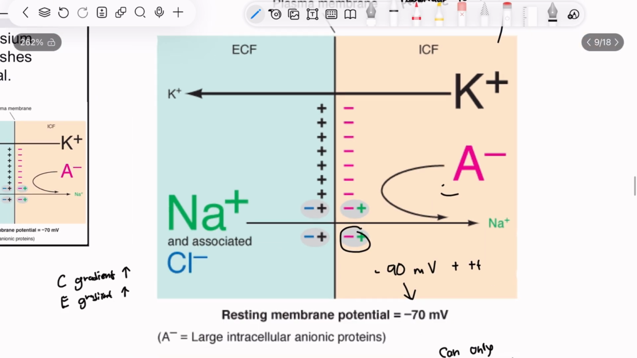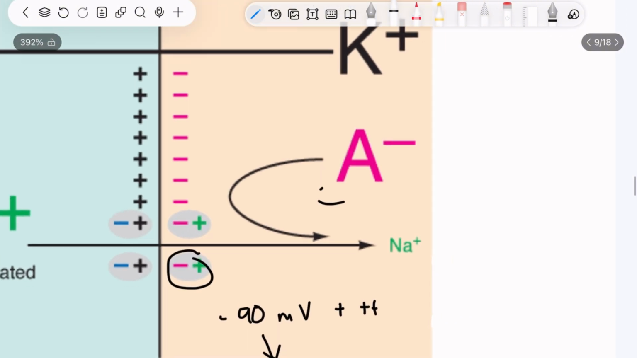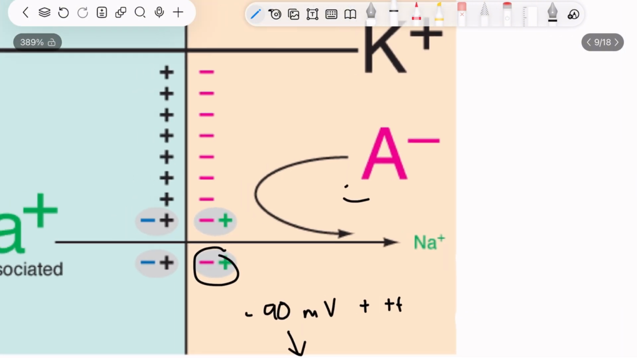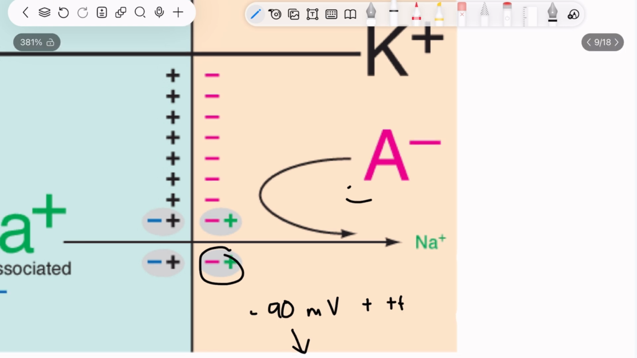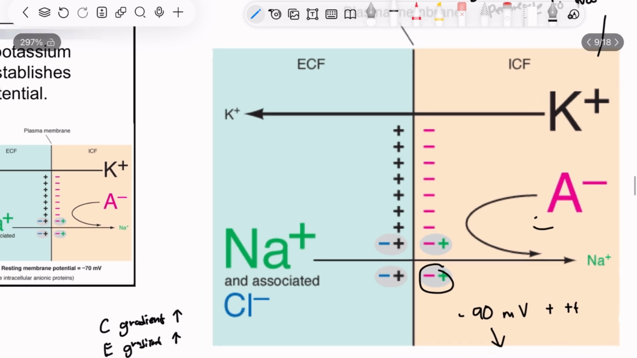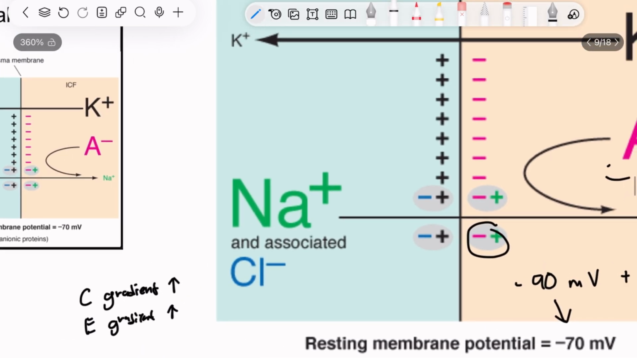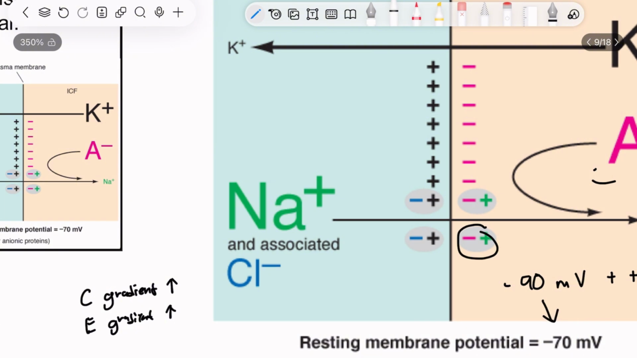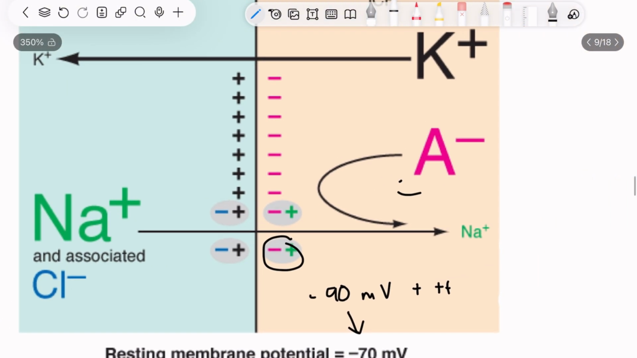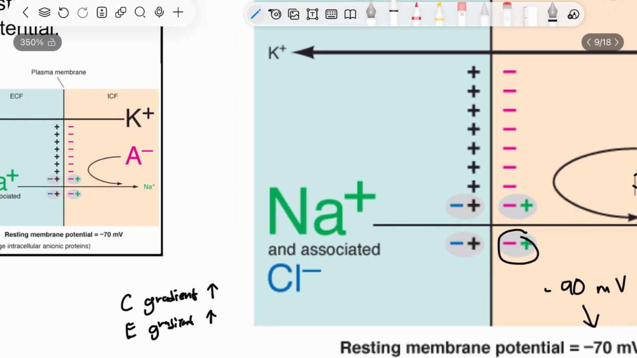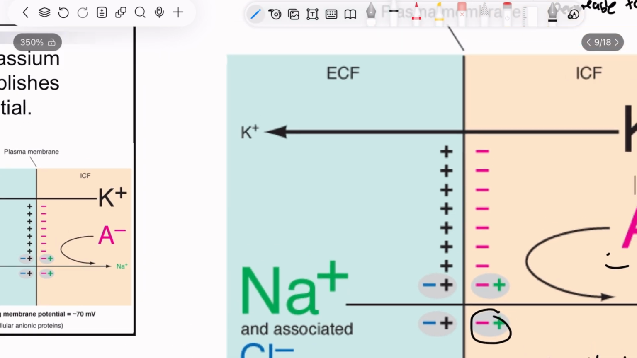Okay. Next up, we have the large anion right here. These are negatively charged molecules like proteins that are too large to leave the cell. So they just stay inside to contribute to the negative charge inside the cell. For chloride, chloride is more concentrated outside the cell, but is generally repelled from entering the cell because of the negatively charged inside. This means that chloride movement doesn't significantly affect the resting membrane potential.